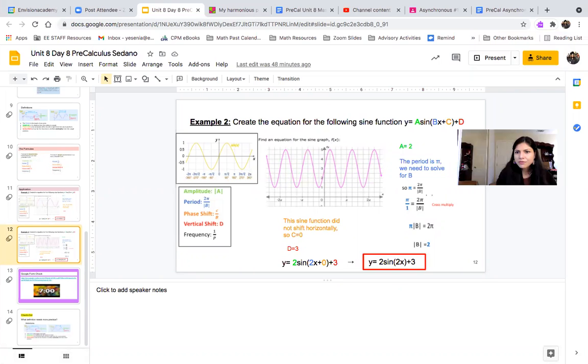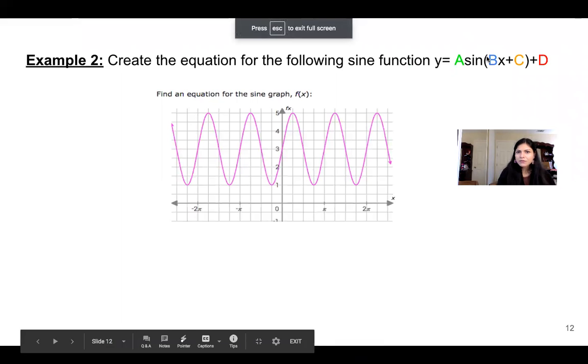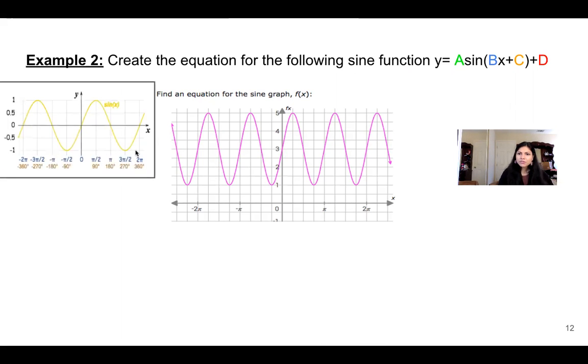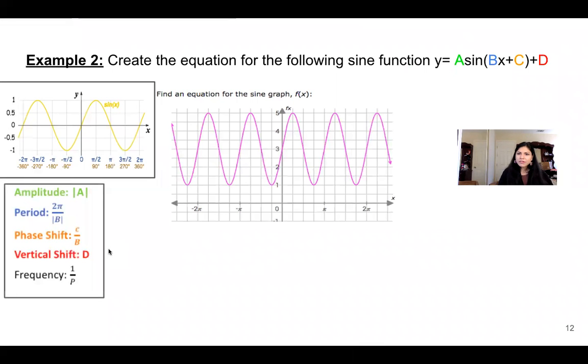And how to do this problem here. Okay, so our goal is to create a sine function for this wave that we see here. And usually what you want to have with you as you're creating these equations is first off, your parent function, and also any formulas that you should know for this.